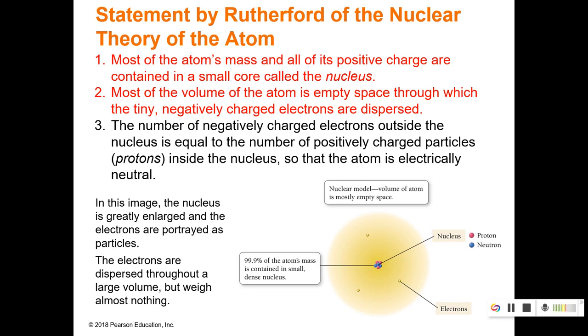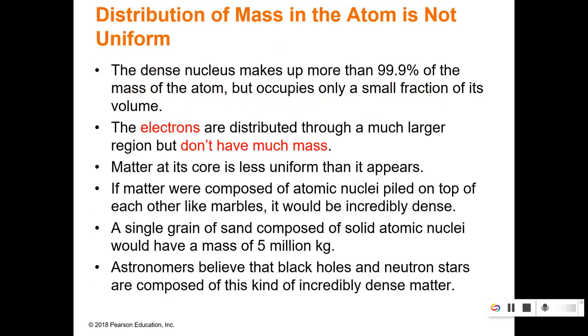As far as the empty space goes, y'all, this is lots and lots of empty space. If we were to use Cowboy Stadium as an example, if you put a normal-sized marble on the 50-yard line, that would be the nucleus, and the rest of Cowboy Stadium would be the empty space. So tons and tons of space is empty in the atom. That's what Rutherford said, and his model is called the nuclear model because it has a nucleus. Also just remember that electrons don't have much mass. Most of the mass is from the nucleus.